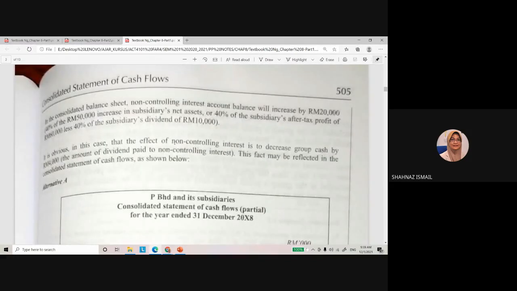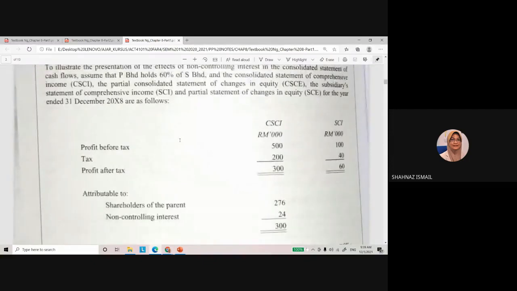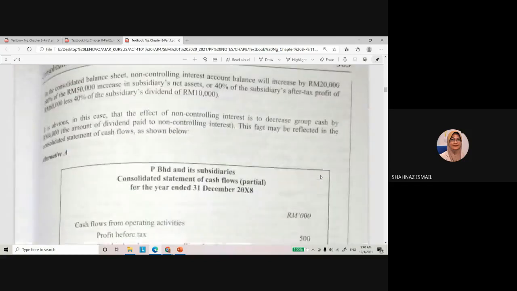Okay, in the consolidated balance sheet, the non-controlling interest account balance will increase by 20,000, which is 40% of the 50,000 increase in the subsidiary's net assets, or 40% of the subsidiary's after tax profit of 60,000 less 40% of the subsidiary's dividend of 10%. Okay, jadi kat sini dia ada profit 40,000. So dia apa, NCI 40%. So pertambahan dia adalah it will be on the profit after tax ni 40%.